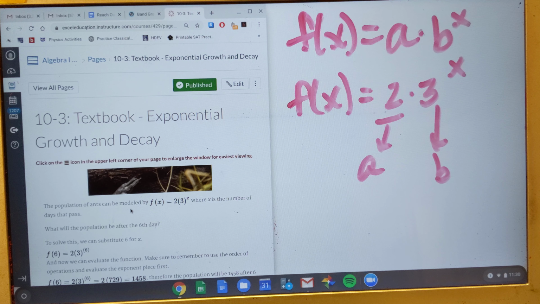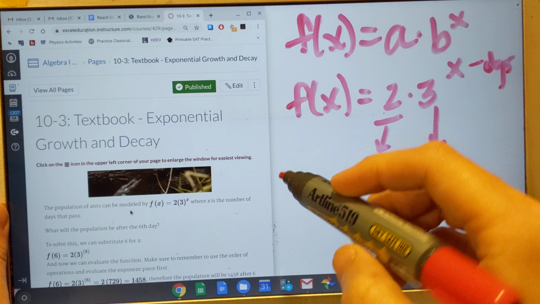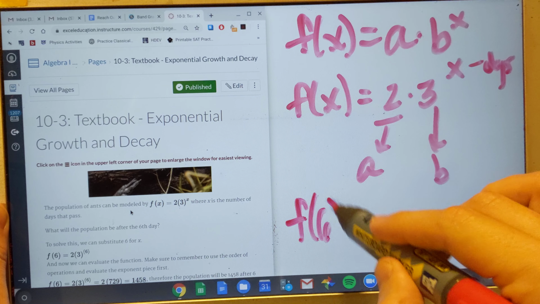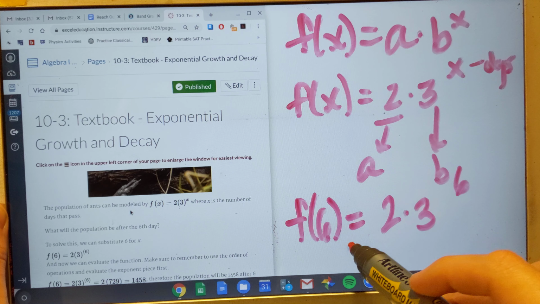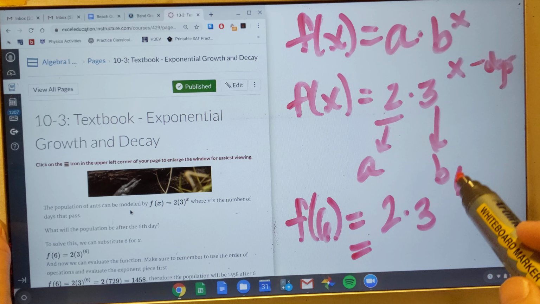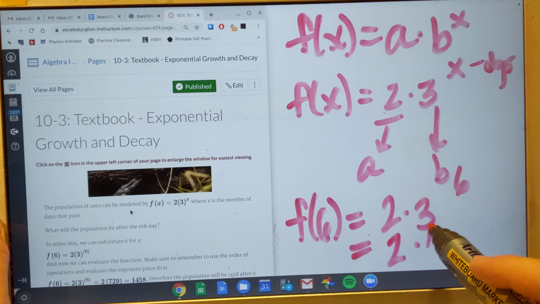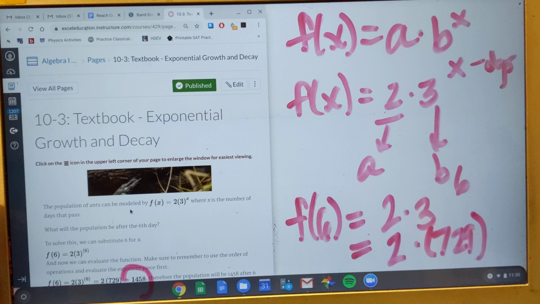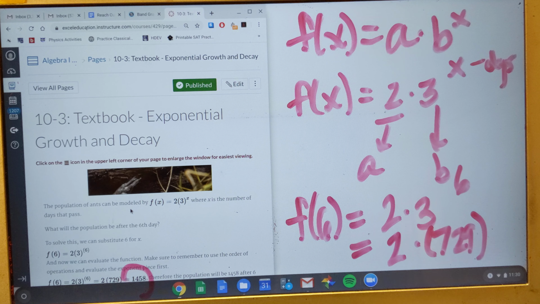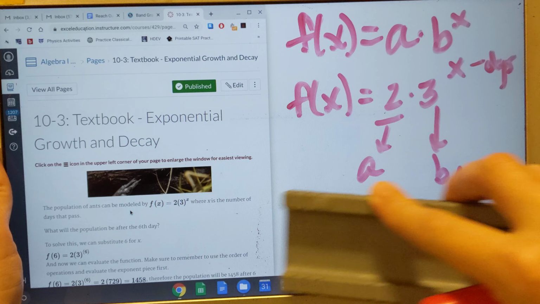It says, what will the population be after the 6th day? So if we know that x is the number of days, then we could say f of 6 would be equal to 2 times 3 to the 6th power. You could put that in a calculator: 2 times 729, and you can see their answer here is 1,458 ants. So these ants are going crazy fast. Now, that was just kind of a random example, but let's do one that really makes sense.